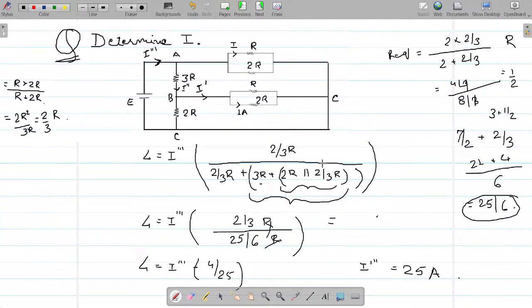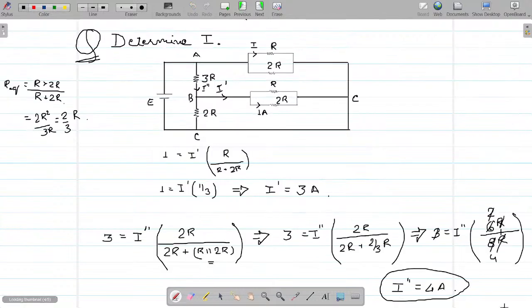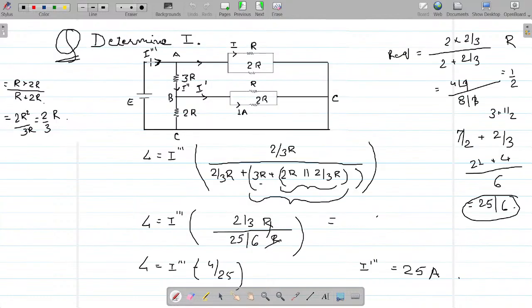See, now if 25 amperes flows from here, 4 amperes flows in this direction, what will be the current here? 4 we have calculated in the previous slide. Look, this is 4 that we have calculated. The current in this branch is 4 amperes. And now we have calculated current here to be what? 25 amperes. What will be the current here? Simple. 25 minus 4 would be what? 21 amperes. Right?